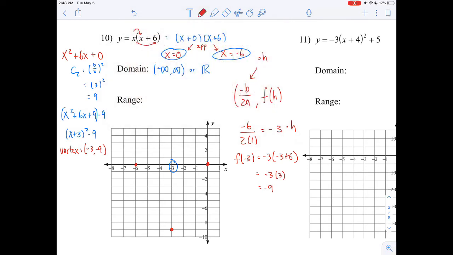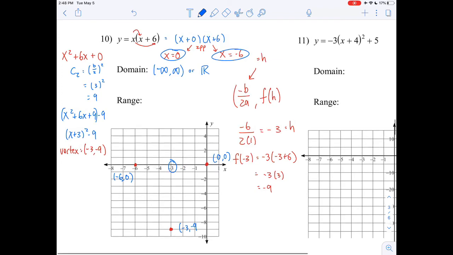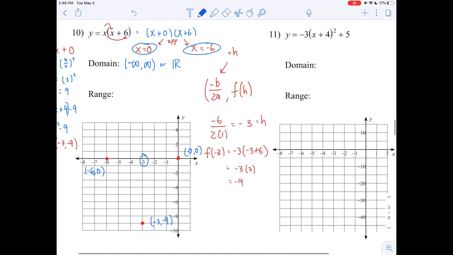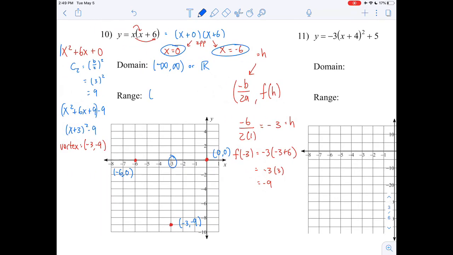So now that I have those 3 important points, I know that my lowest point is going to be the minimum down here, negative 3 comma negative 9. My y-intercept and x-intercept are going to be 0, 0. Then I have another x-intercept at negative 6 comma 0. And since this is going to open up, since my lead coefficient is 1, I know that my minimum is going to be negative 9. My maximum is going to extend to infinity.